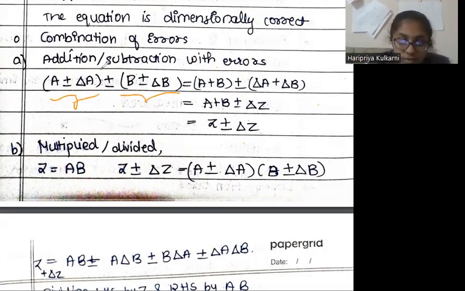So what we need to do is add the measured values, A plus or minus B, and plus or minus delta A plus delta B, that is the absolute errors. We have to add both the absolute errors together and add both the measured values together. So we will finally get Z plus or minus delta Z.